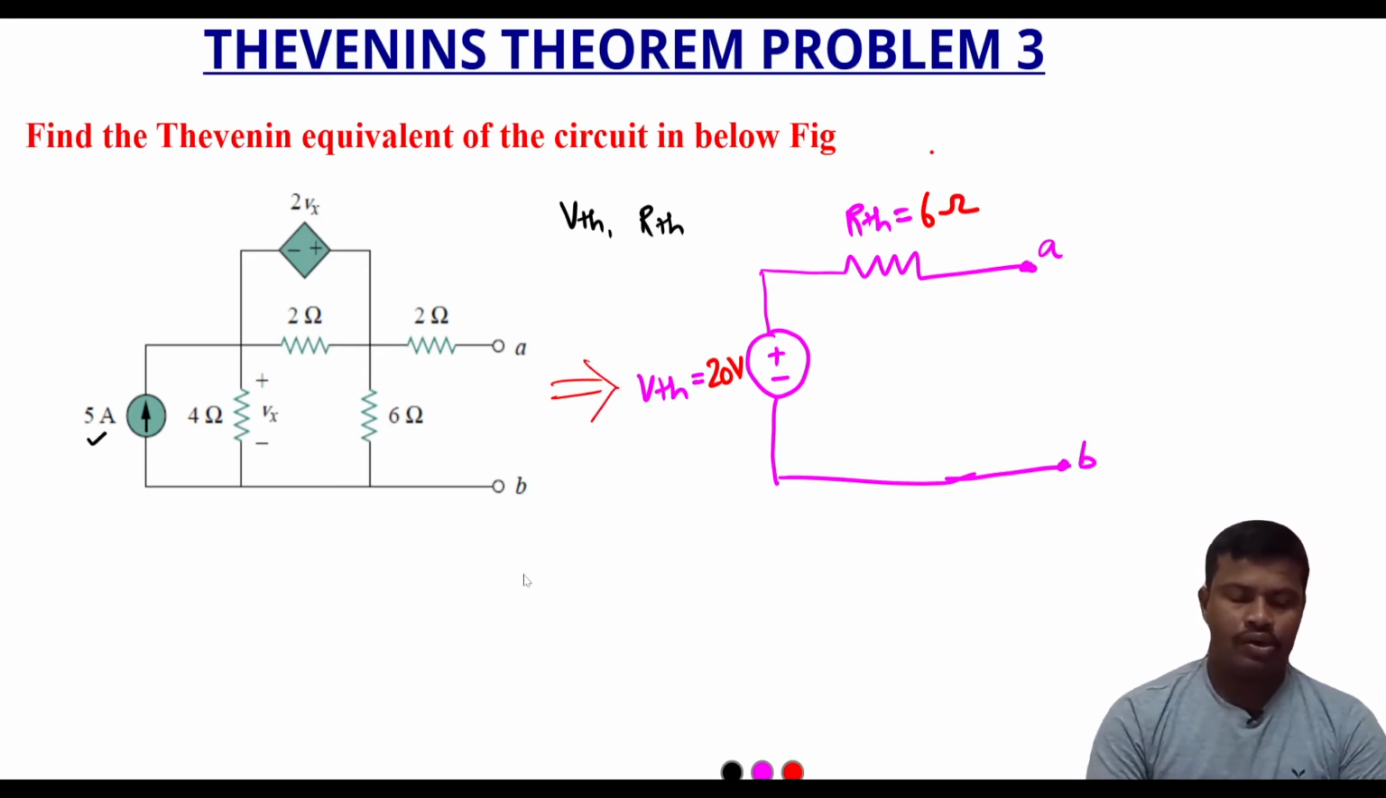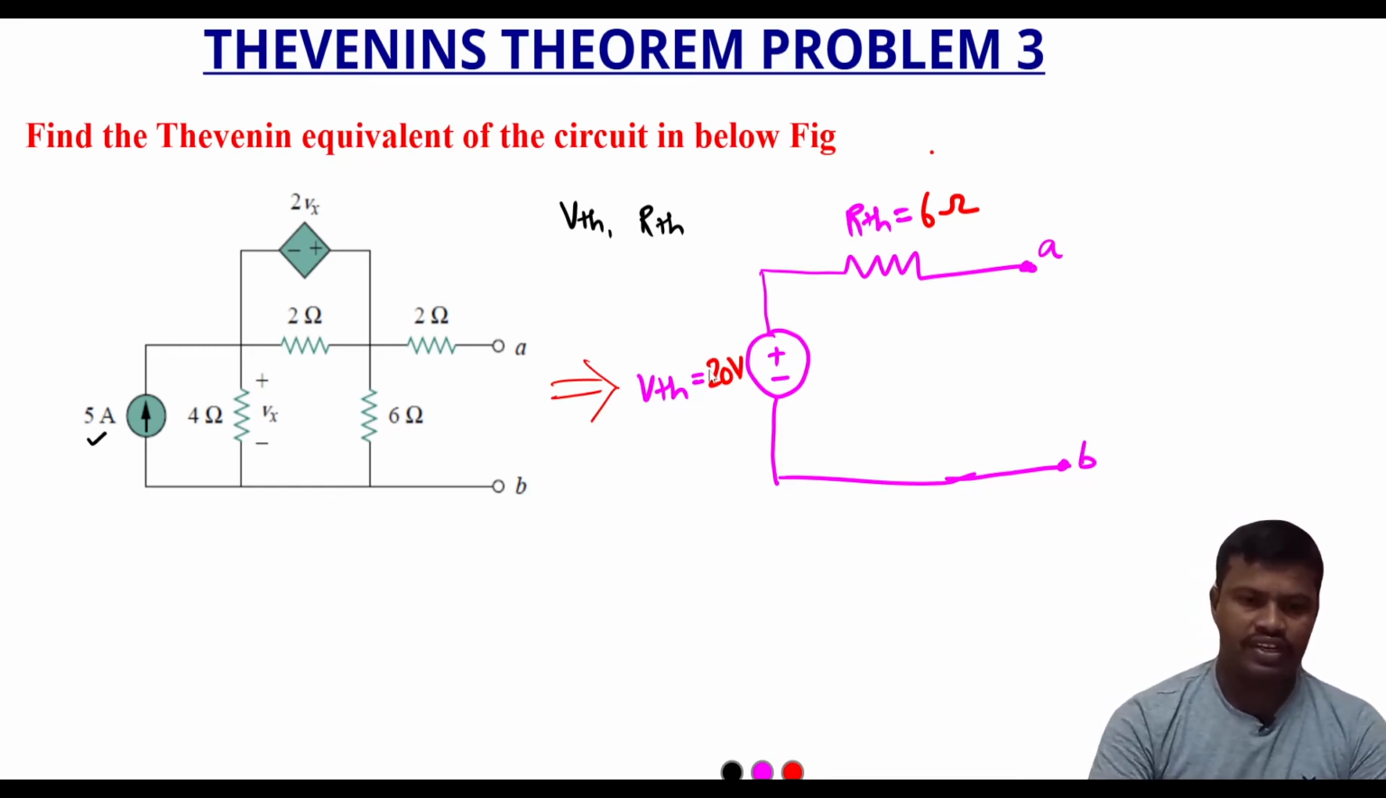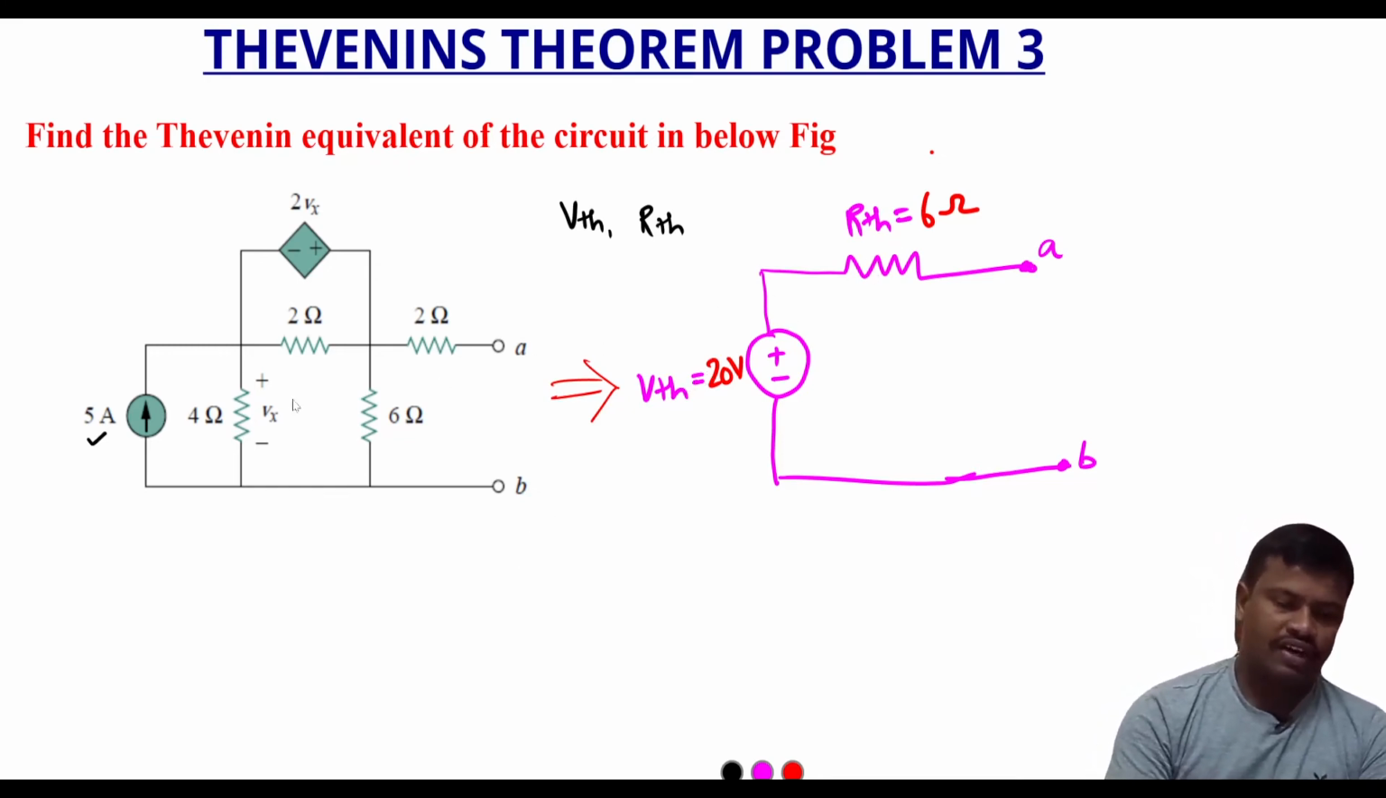This is how we can find the values of VTH and RTH wherever dependent and independent sources are present in the circuit diagram.